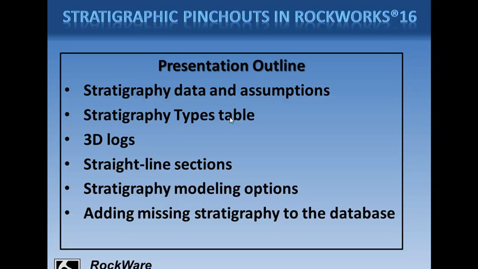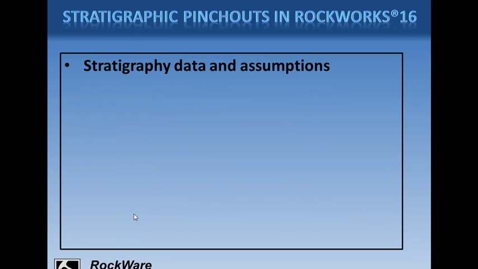Here are the topics which will be covered. First, we'll look at the stratigraphy data and some of the assumptions RockWorks makes. Then we'll look at the types table where the units are defined. We'll look at the data as it's entered in logs and straightline sections and see how the rules apply to those. Then we'll look at some of the stratigraphic modeling options, and then finally we'll look at adding missing stratigraphic data to the database.